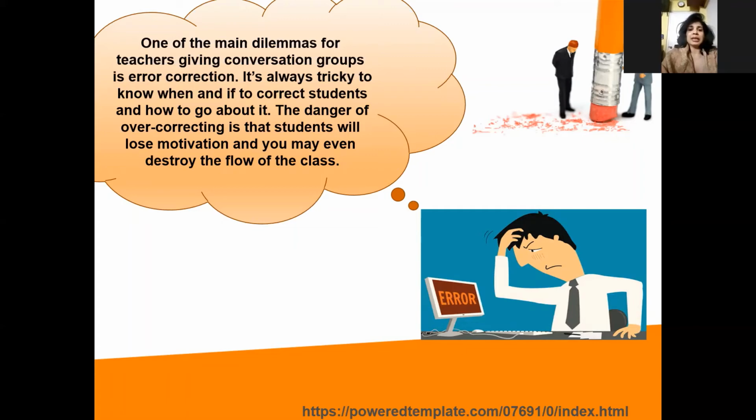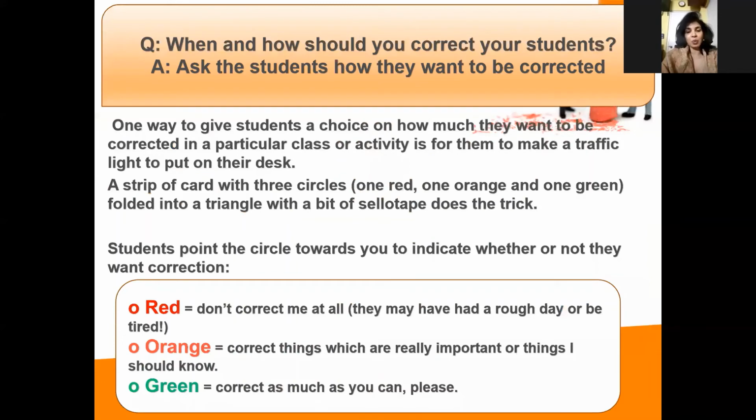So without making them lose the motivation and without even disrupting the flow of the class, we still have to go ahead and do the error correction. Question is how? Okay, so here I have something really interesting for all of you, and you can implement this with your learners and see how this is working. So the question is, when and how should you correct your students?